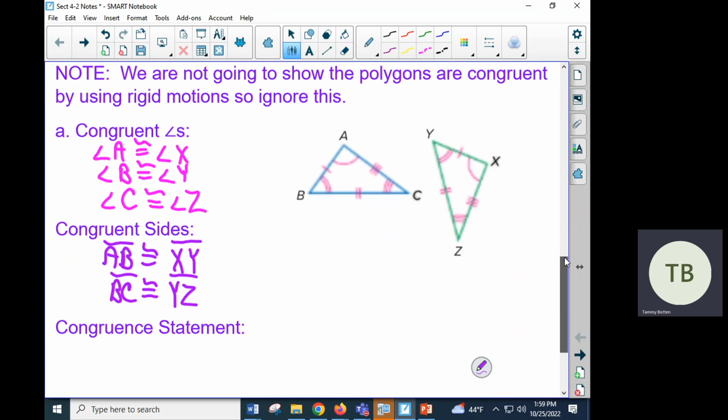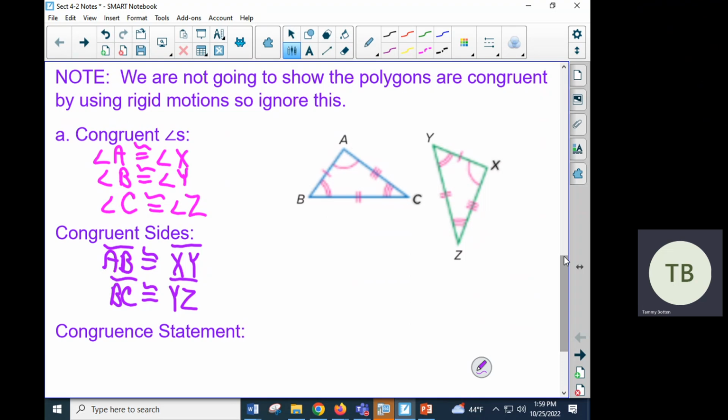And then to name the last side, notice AC has three dashes and XZ also does. So I'd say segment AC is congruent to segment XZ.